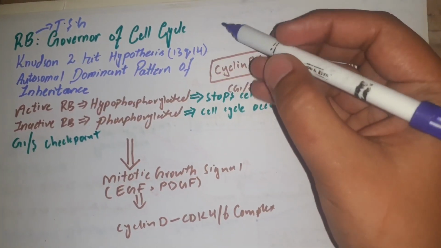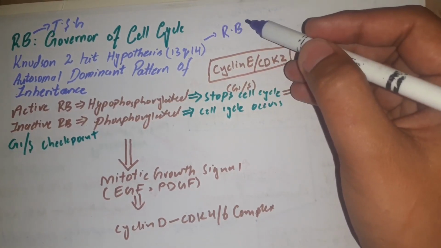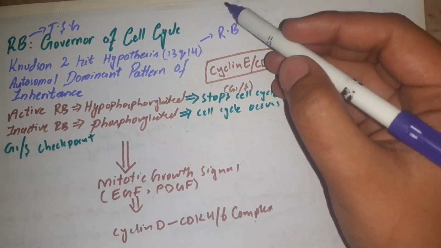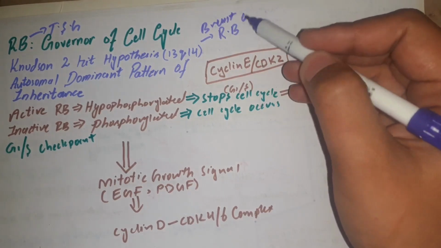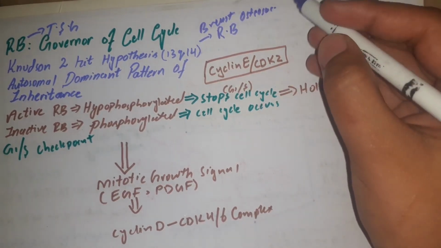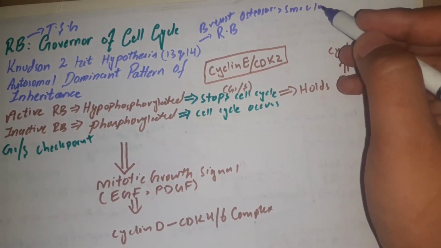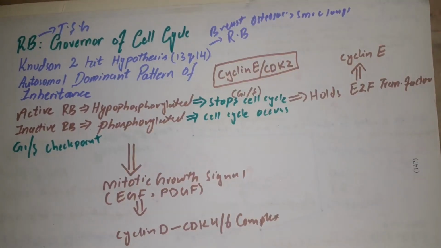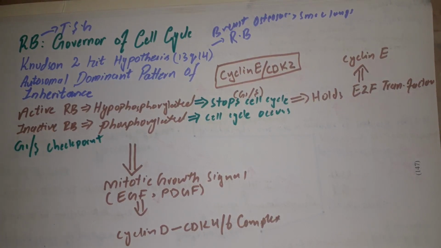The retinoblastoma gene does not only cause retinoblastoma, the tumor of the retina, but it also causes other tumors. For example, it has involvement in breast carcinoma, in osteosarcoma, which is a bone tumor, and so on. It is also involved in small cell carcinoma of the lungs. So it is involved in multiple carcinomas. It is one of the principal tumor suppressor genes which gets mutated and leads to the development of multiple kinds of tumors and cancers.